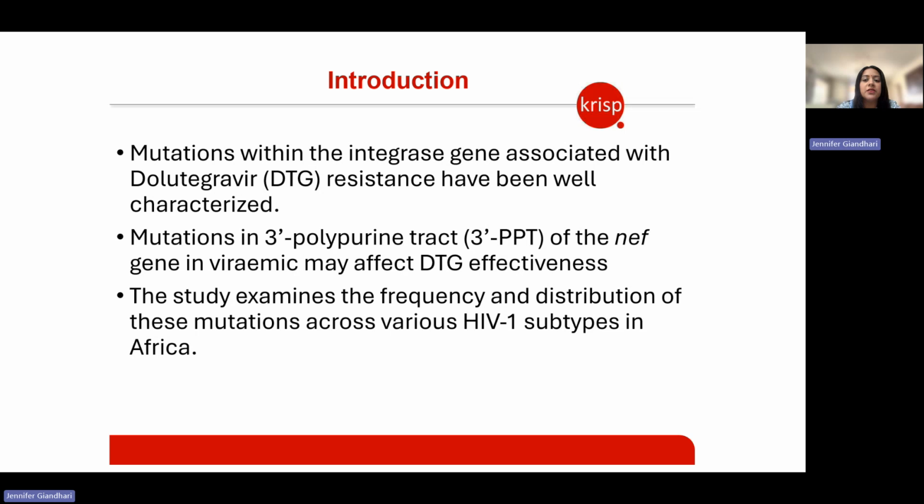We do know that the 3' polypurine tract region in NEF is well conserved, so we extended our analysis in the study to also include the 3' and 5' flanking regions. The study examined the frequency and distribution of these mutations across various HIV-1 subtypes in Africa.